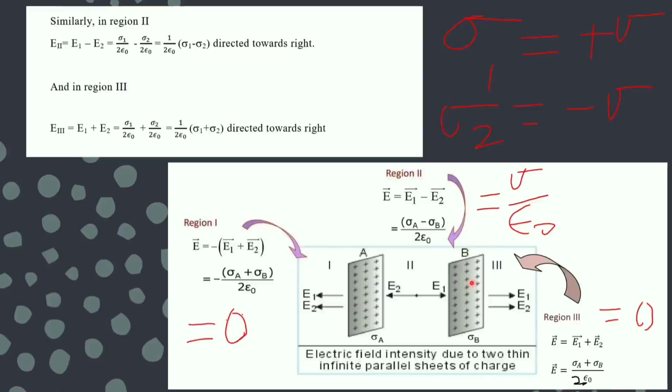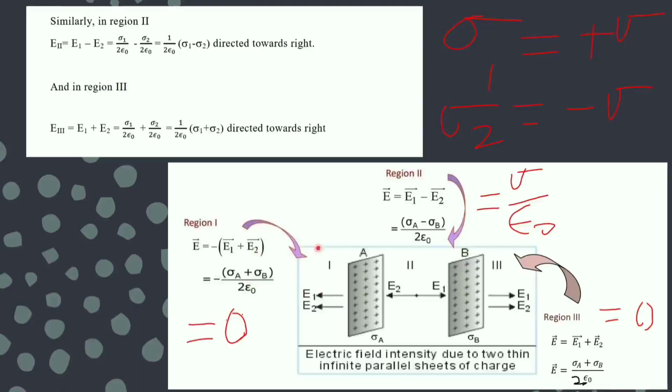If plate B is negative and A is positive, then the direction of the electric field will always be from positive to negative, as we have done in the previous lectures also. And if I want to write the electric field intensity in between these two plates, it will be equal to sigma upon epsilon naught. But if I put the values outside, this is plus sigma, this is minus sigma, and plus and minus will become equal to 0.